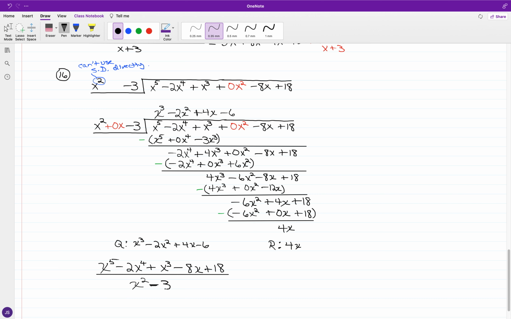For the way that this is going to appear, you've got this ratio, and putting in terms of quotient and remainder over divisor terms, we have x cubed minus 2x squared plus 4x minus 6, and the remainder again is going to be 4x, all over x squared minus 3. So that'll be the expanded notation for what we have in quotient and remainder terms.